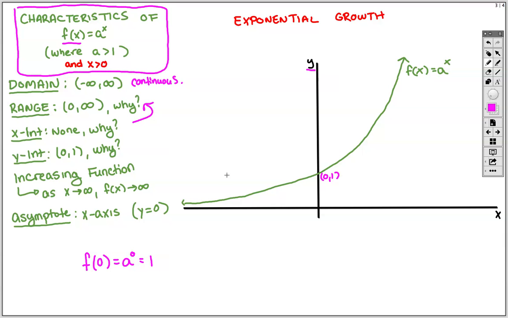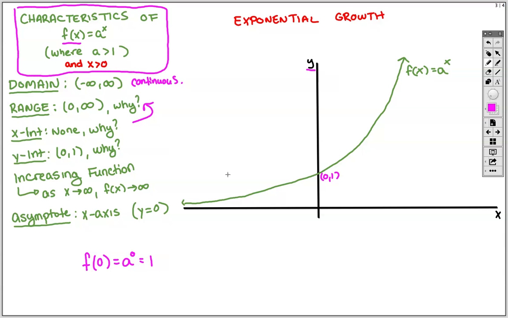As I said before, this is an exponential growth function, and it grows very rapidly as x increases. And this is an increasing function then, and as x goes to infinity or increases, f of x also goes to infinity, so it also increases, and that's shown on the graph.